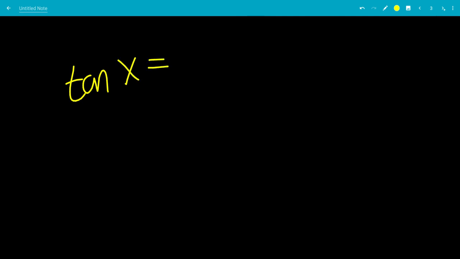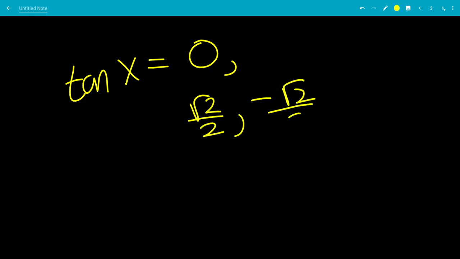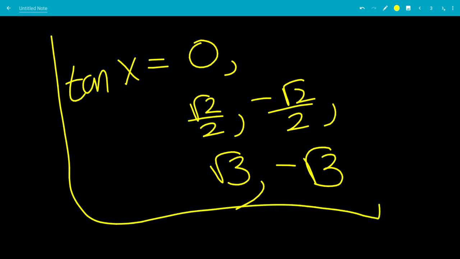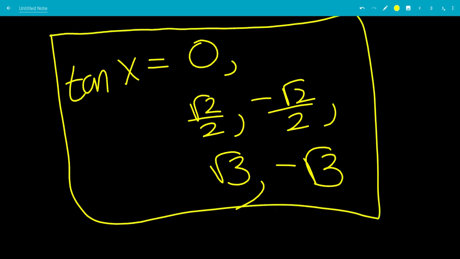Tangent x equals 0. Tangent x equals square root of 2 over 2, because I rationalized the denominator. We have negative square root of 2 over 2. We have square root of 3 and negative square root of 3. And those are the solutions for tangent x. And if you really wanted to solve for x, you can just take the inverse tangent of both sides, and that is the end of the video.